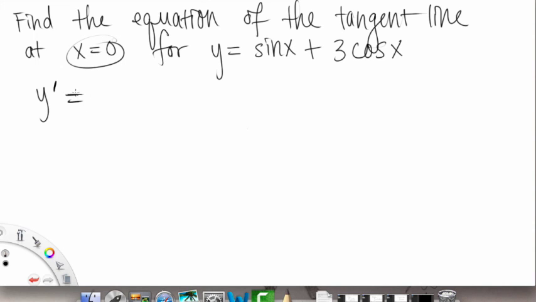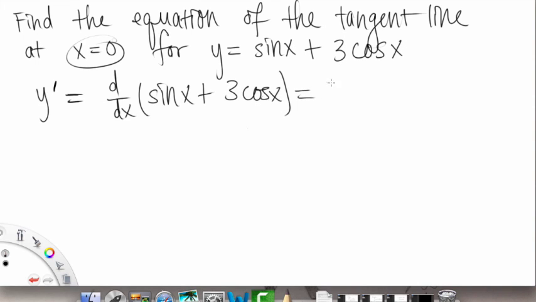at x equals 0. So let's find the first derivative, the derivative with respect to x, of sine x plus 3 cosine x. The derivative of sine x is cosine x, and the derivative of cosine x is a negative sine x, and we have that 3 just sitting in front there. So this is y prime, and now let's evaluate it at 0 for x.